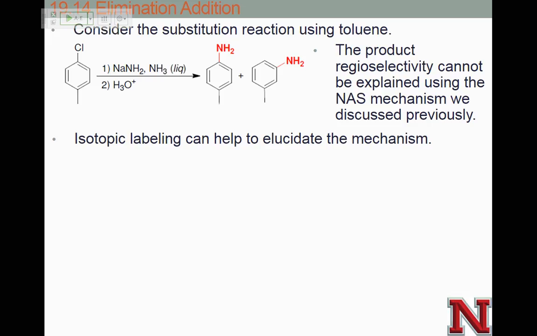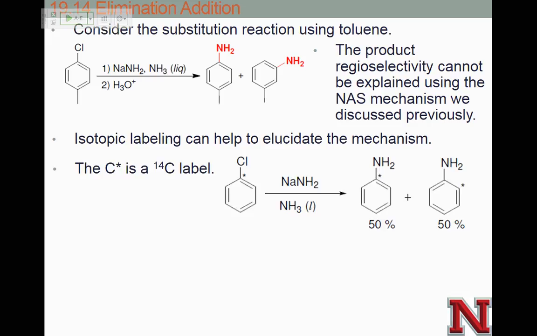In this case, this mechanism was really looked at by isotopic labeling. So what isotopic labeling is, if we take one of the carbons in the benzene ring but replace it with carbon 14, we can follow that particular carbon with characterization methods.